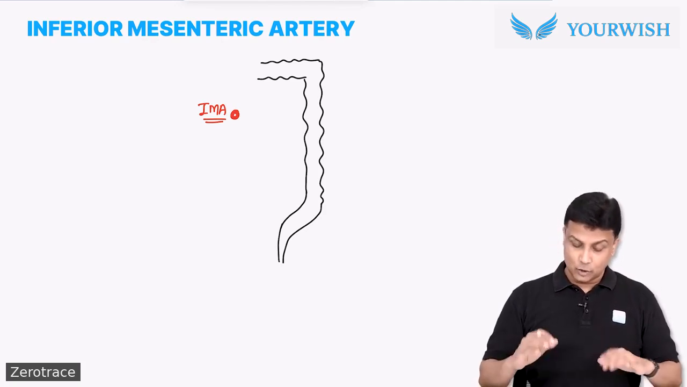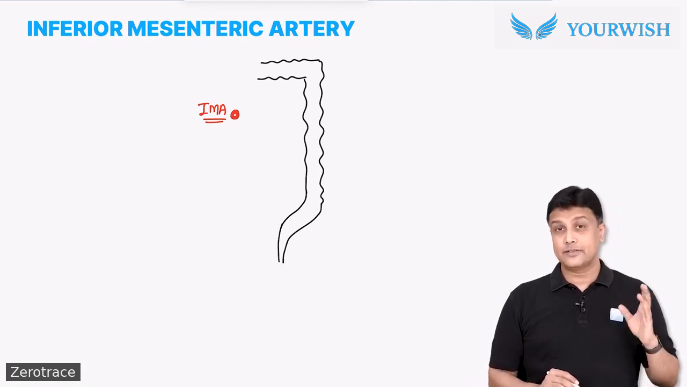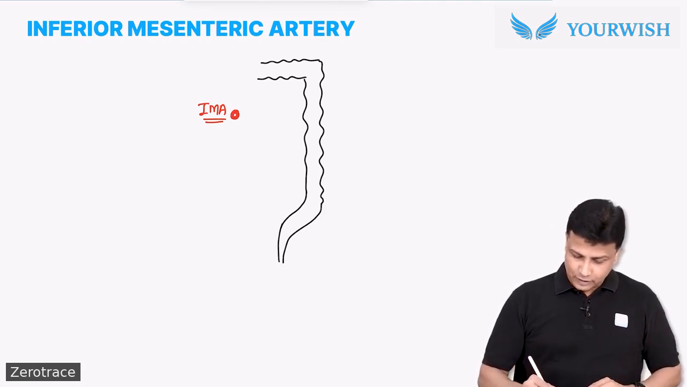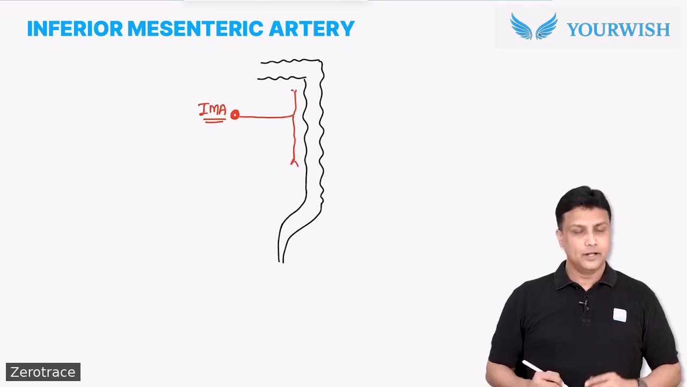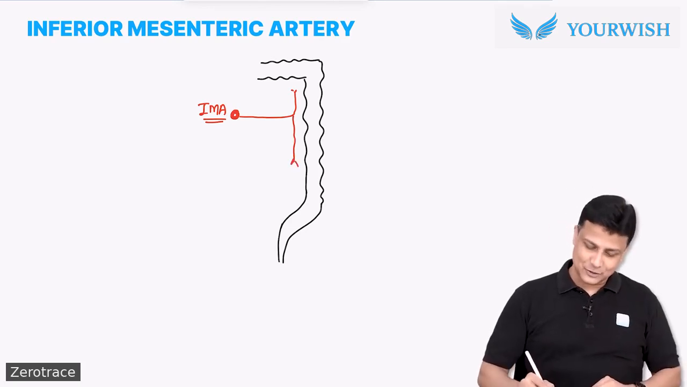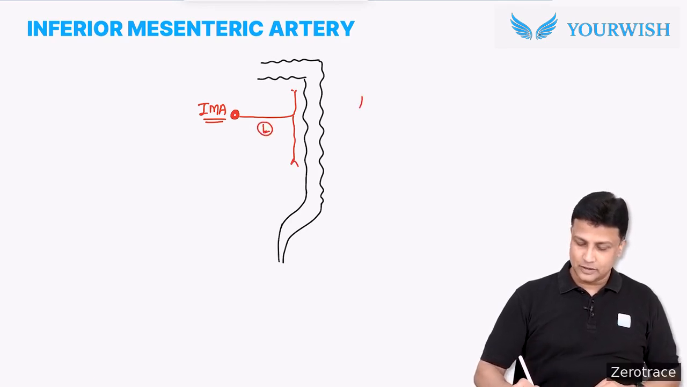We know that very well. Now it is so easy. You yourself can guess here. You yourself can tell the names of all these arteries. First of all, it will be giving a branch, and that branch will be supplying the descending colon. If it is to the descending colon, of course, it has to be the left colic artery. I'm just writing L here, and this one here will be the left colic artery.